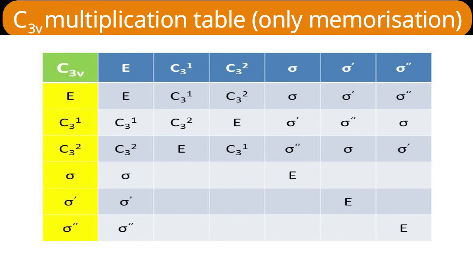As a conclusion, in the upper part of the multiplication table, which sequence did we follow? In the left upper part the sequence E, C31, C32, and in the right upper part the sequence sigma, sigma dash, sigma double dash, sigma dash, likewise in continuation. Okay, now it's time to give homework.